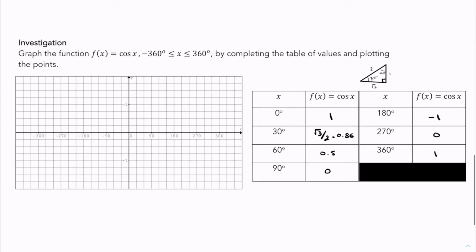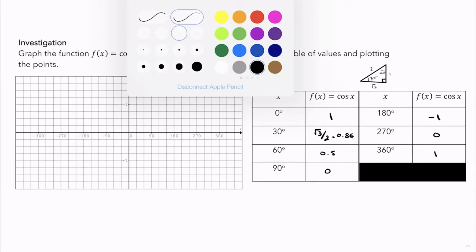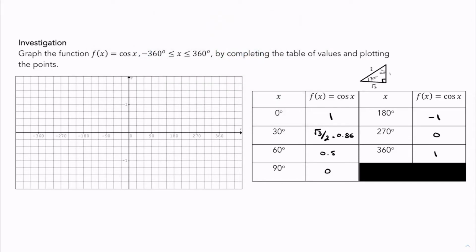and graph these points. I'm going to use a little bit thicker here. So cos of 0 is 1. Cos of 30, that's one block, is 0.86. So roughly, again, I'm just eyeballing it. It's going to be over here. Cos of 60 is 0.5, which is here. Cos of 90 is going to be 0. 180 is -1. 270 is 0. And 360 is 1.